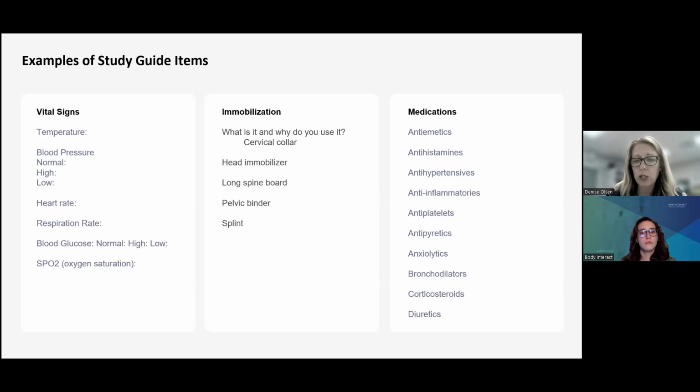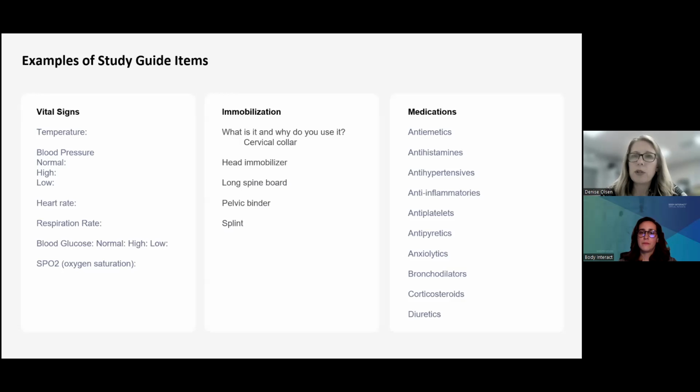And then for medications, a lot of my students did not understand what these classes of medications were because we hadn't covered it in class yet. So I felt like with Body Interact, it's a great way to not only solve a case study, but you're teaching something that I wouldn't have normally covered in my curriculum. I wouldn't have taught about antiemetics or antipyretics.